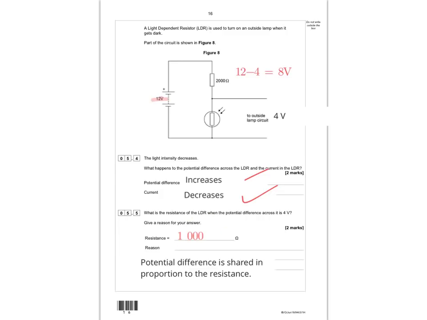That's the first mark, and then the second mark is for explaining our reasons. The potential difference is shared in proportion to the resistance, and that gets you 2 marks for that question.